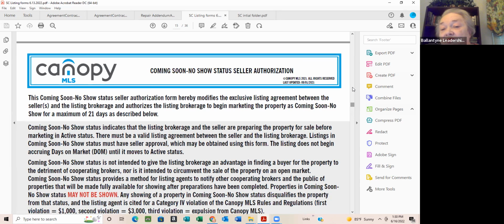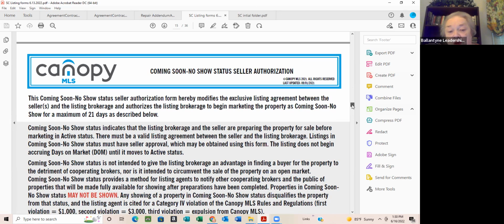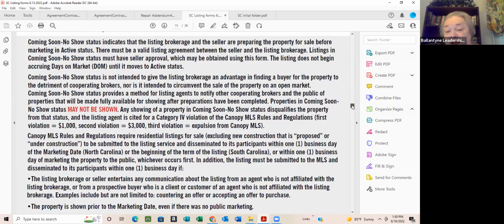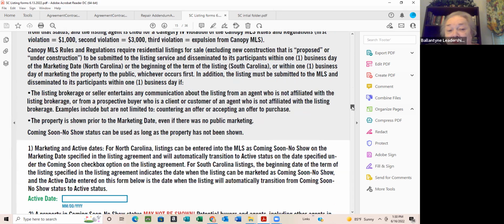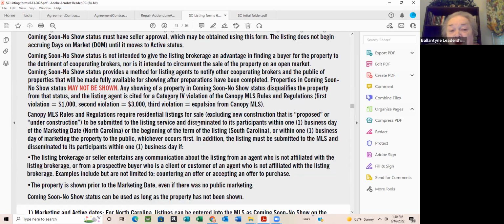The coming soon authorization, that is the seller saying, I understand and agree that you can put it in the coming soon status in MLS without making it active for everybody. This is only for the members of MLS. So this form is pretty self-explanatory. The main thing you want to keep in mind is the penalty if you show it, and it's in black and white right here. In fact, it may not be shown in red. So here's your penalty right here.